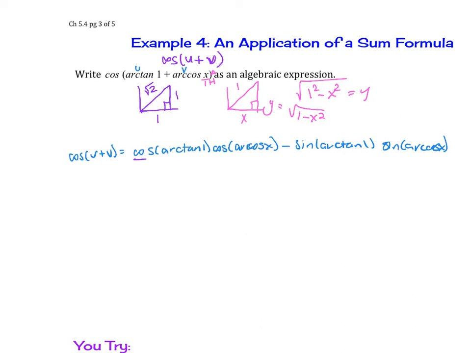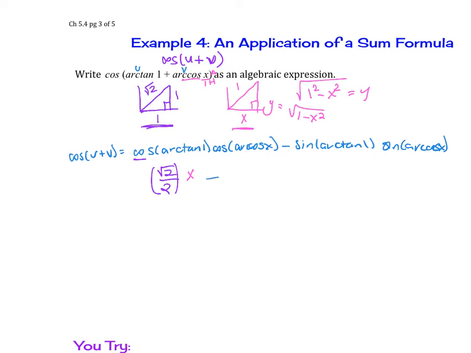So we're looking at the cosine of arctangent of 1, so we're just looking at this triangle here. So the cosine here is adjacent over the hypotenuse, so that's 1 over root 2, or we can just say that's root 2 over 2. That'll save us rationalizing the denominator later. Cosine of arccosine of x, we're looking at this triangle here. So cosine of arccosine of x, that's just x, right? Because they cancel each other out. They're inverses of each other.